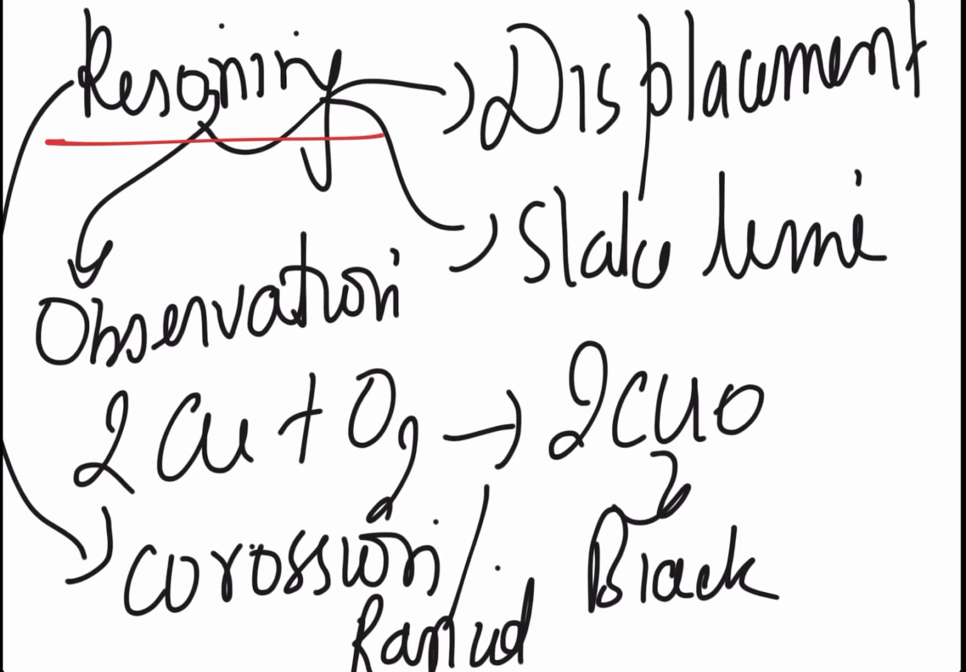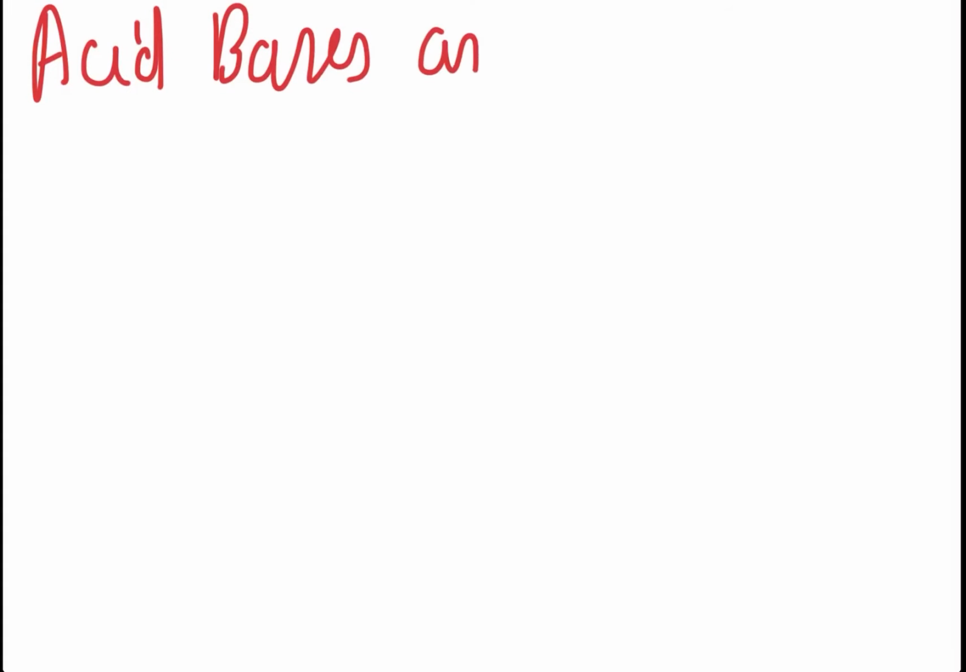Let's move to chapter number 2. Chapter number 2 is acid, bases and salt. Acids, bases and salts. Now this chapter is divided into 2 sections. One is the acid base section, so I will first discuss that, and then the next one is your salt section.